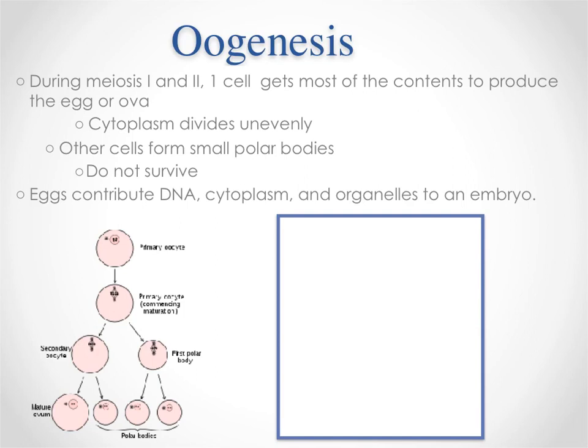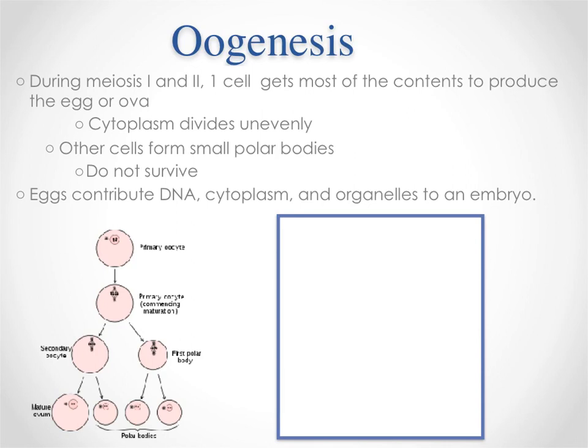Oogenesis, or formation of the egg cell: during meiosis 1 and meiosis 2, one cell gets most of the contents to produce the egg, or ova. The cytoplasm is split unevenly. The smaller cell becomes what's called the polar body. These things don't survive. The eggs, since they have most of the cytoplasm, contribute DNA, but also cytoplasm, organelles, and nutrients to the developing embryo.